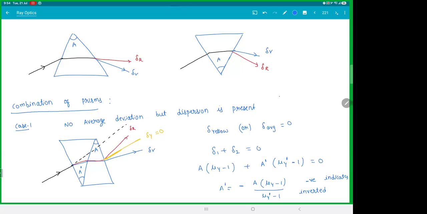You'll never get 0 deviation. So what we do is we say average deviation is 0. So if you put two prisms, this is the initial ray and the yellow, they look as if it is parallel. Clear with this case? So delta 1 plus delta 2, the total deviation is 0. If I put three prisms, then it will be delta 1 plus delta 2 plus delta 3. You can just keep adding the deviations. Any doubts on this?